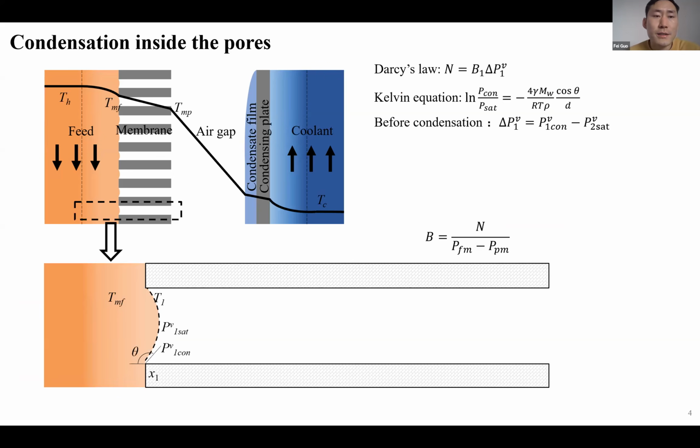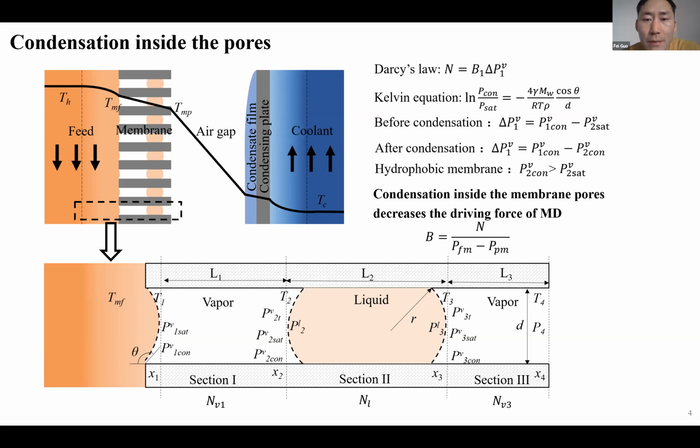The condensation inside the membrane pores we can show with the following mechanisms. In cylinder pores, the mass transfer can be described by Darcy's law. In hydrophobic membranes, when condensation happens, the mass transfer should be described as in the following pictures. In a hydrophobic membrane, the contact angle is higher than 90 degrees, so the condensation pressure may be higher than the saturated vapor pressure. That is, condensation inside the membrane pores may decrease the driving force of MD.